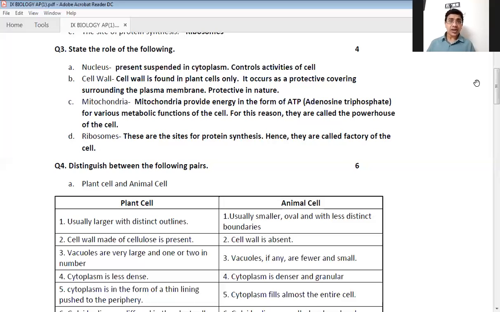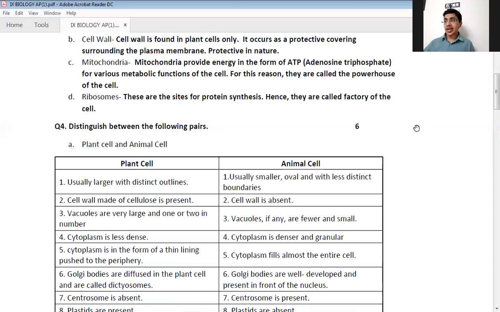Now I'm going to the next question, and that is about ribosomes. So it's a kind of answer which is already there. If you know the earlier question answer, you can easily answer this. So ribosomes function, they are the sites for protein synthesis. If you write this much only, still you will get full 1 mark, right? And as they produce protein there, we also call them factory of the cell. So that was question number 3.